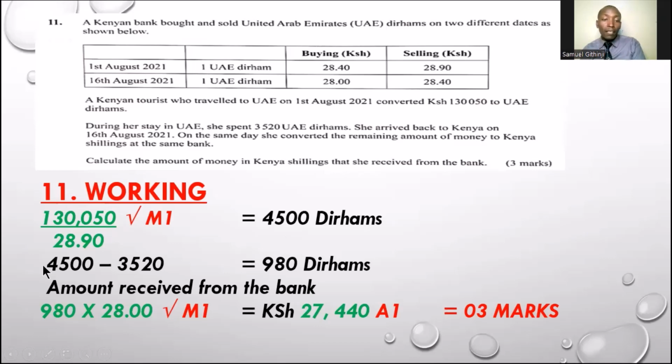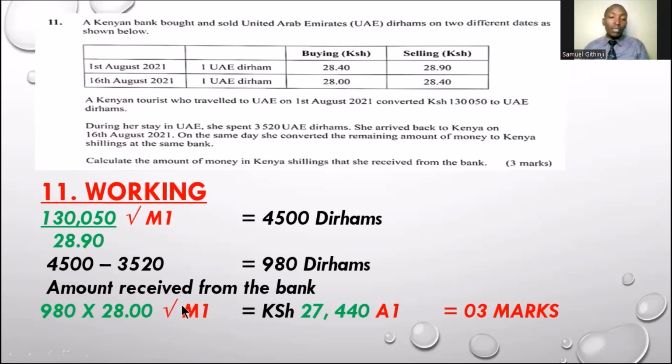Then when she stayed in Dubai, the lady spent 3520. You can see the subtraction there. This is the balance that she returned home with. Okay, moving on.